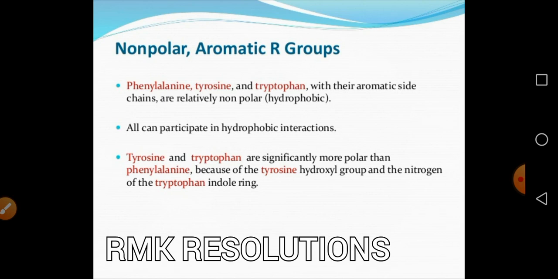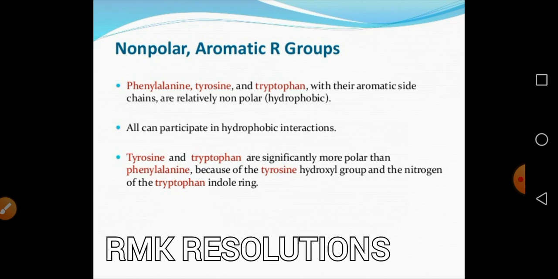Aromatic amino acids are quite stable as compared to the other amino acids. In this particular group, phenylalanine, tyrosine, and tryptophan come, which have an aromatic side chain, and they are relatively non-polar in nature. Non-polar means they are hydrophobic in nature. Hydrophobic means what? It is a water-hating molecule, or water-insoluble molecule. So all these particular amino acids participate in hydrophobic interactions.